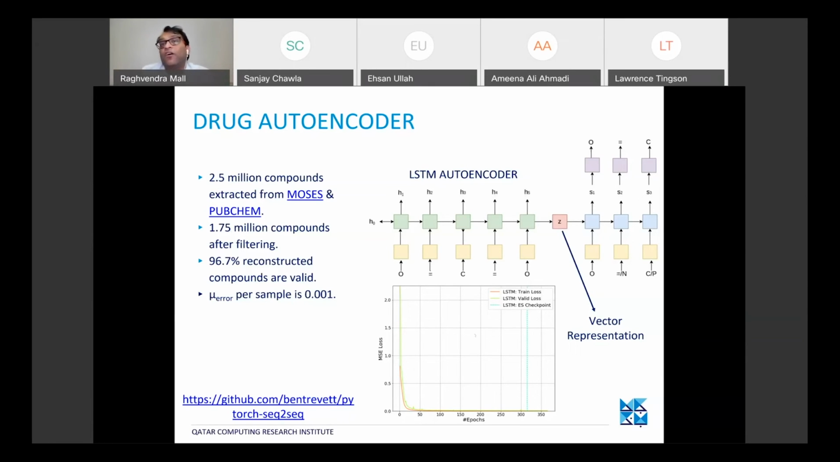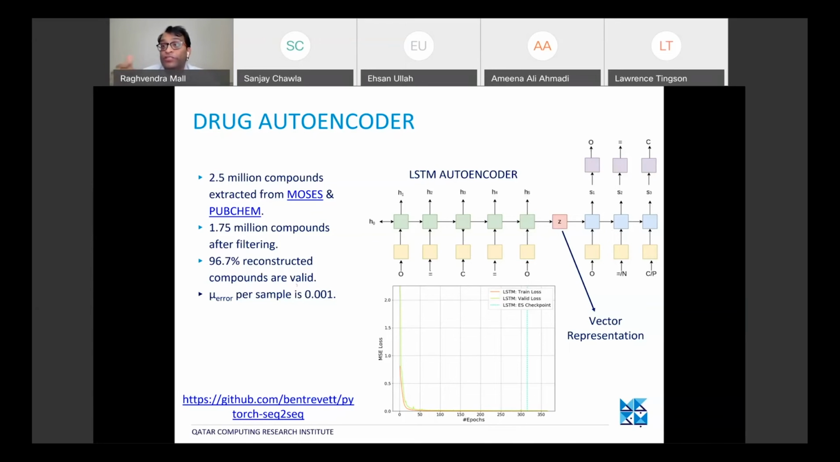What we observe is that on average, you can see here that our training as well as validation losses are very low. On average, per sample, we have a reconstruction error of like 0.001, which means there is almost no error in our reconstruction. What we give as input, we get as output.